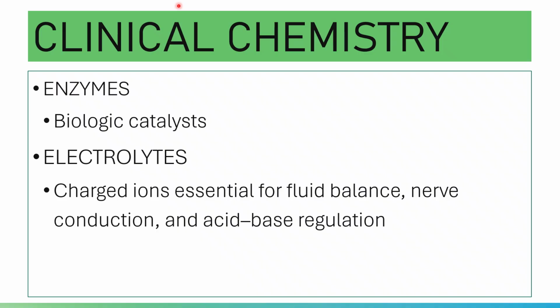And then you have your enzymes and electrolytes. Please note, as what we said earlier when we talked about proteins, please go back to that. Your enzymes are biologic catalysts. And what do catalysts do? They accelerate chemical reactions. And what about your electrolytes? These are charged ions that are essential for fluid balance, nerve conduction, and acid-base regulation. And by the way, some of your enzymes need electrolytes.